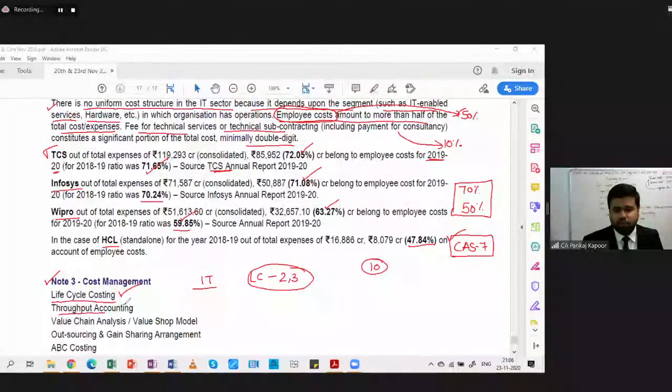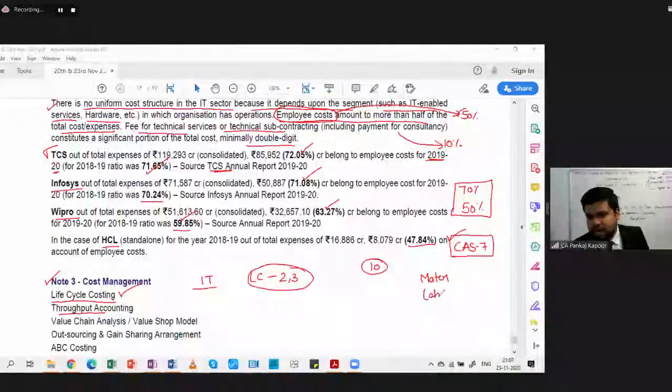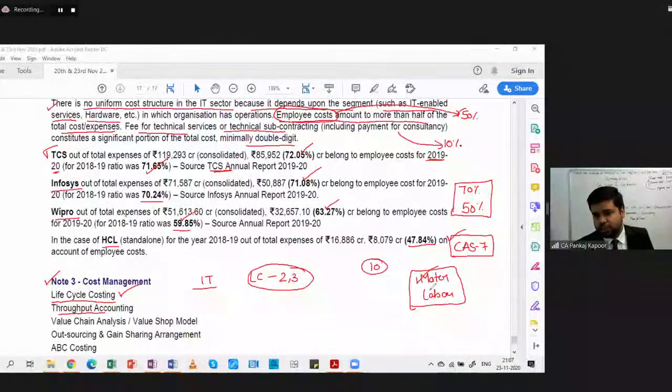Further, throughput accounting. What is throughput accounting? How is it different from traditional accounting? Throughput accounting says that in order to compute the contribution, you should not consider material and labor as your variable cost. You must consider only material as your variable cost. Labor shall not be considered as variable cost.